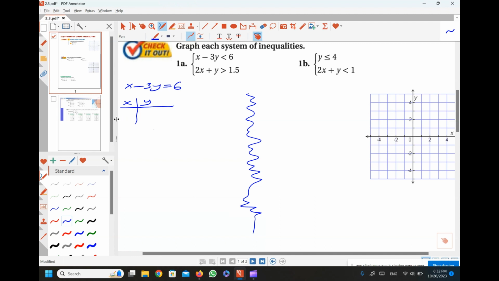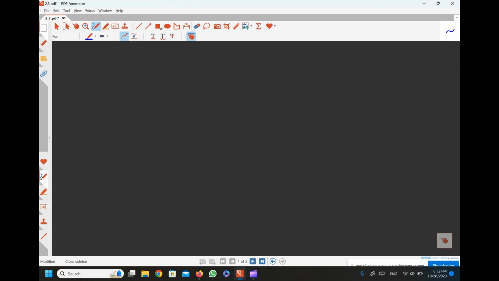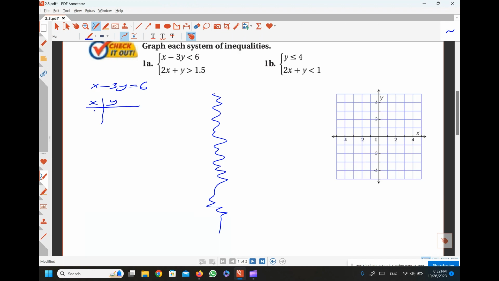xy. For x-intercept, for your x-intercept, y is 0. For y-intercept, x is 0. So what happens when y is 0? When y is 0, x minus 0 is 6, so x is equal to 6.